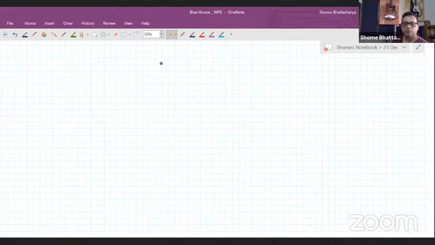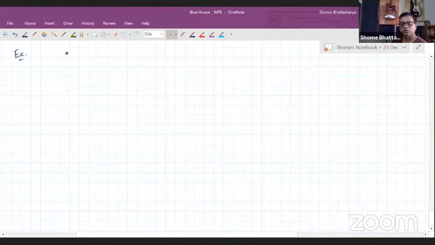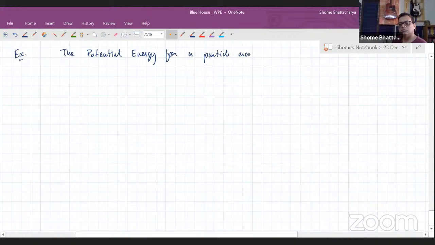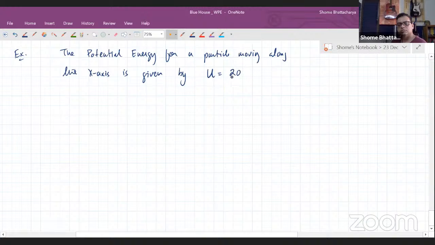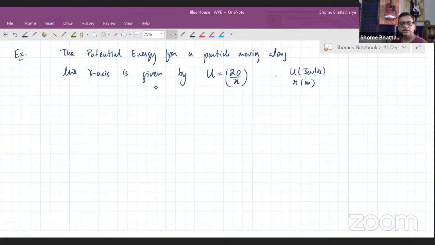Okay, so let's understand this with an example. So the potential energy for a particle moving along the x-axis is given by the formula, okay, where U is in joules and x is in meters. Okay, finish writing that first. Come back to this question.